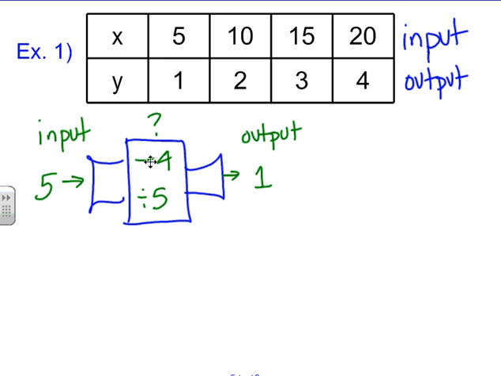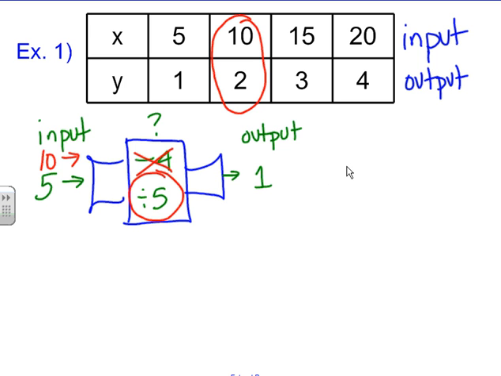So what we're going to do is test our next set of input and output and see what happens. As we put 10 into the machine, 10 minus 4 will give us 6, and that's not what we wanted as an output. So we know that the function machine isn't doing that. But 10 divided by 5 is 2. So that works. So let's continue with this divided by 5 and make sure it works. 15 divided by 5 is 3. 20 divided by 5 is 4. So we know that dividing by 5 is our function.